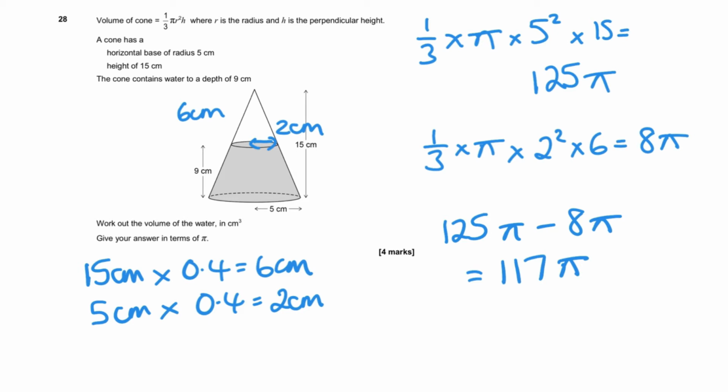So looking back at the question, it says give your answer in terms of pi, so we'll leave our answer as 117 pi. It also would like the answer in centimetres cubed, so we'll put centimetres cubed at the end.